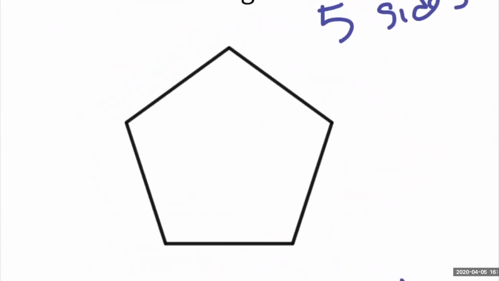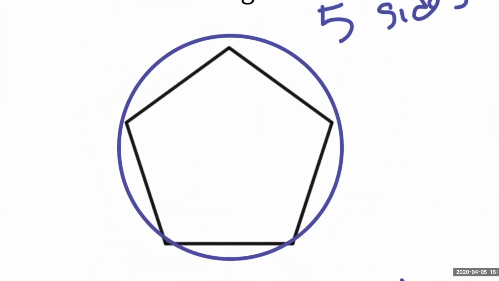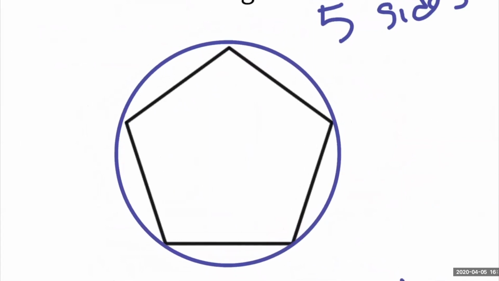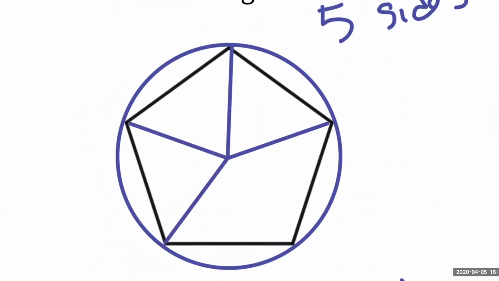In order to find the central angle, I'm going to draw a circle that circumscribes our pentagon. You can see just about there that we have a circle surrounding our pentagon. From the center, I'm going to draw some radii. Remember, a radius of a regular polygon goes from the center out to a vertex. So I'm drawing in some radii, and some things that you might notice are that all these radii are going to be congruent.